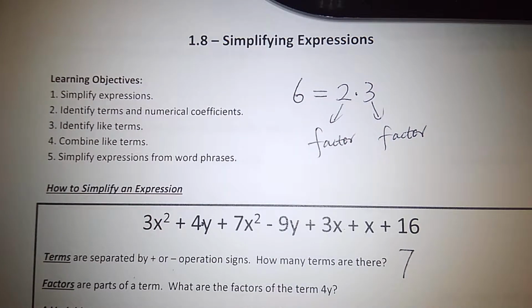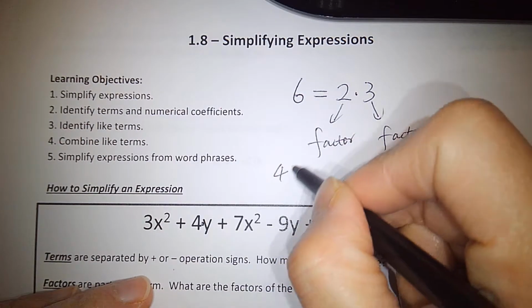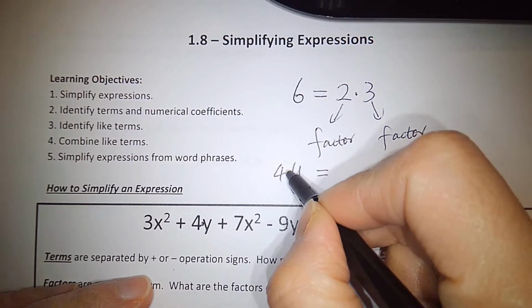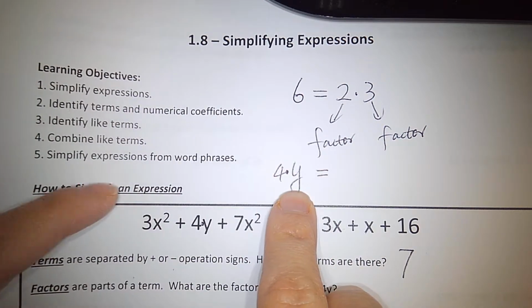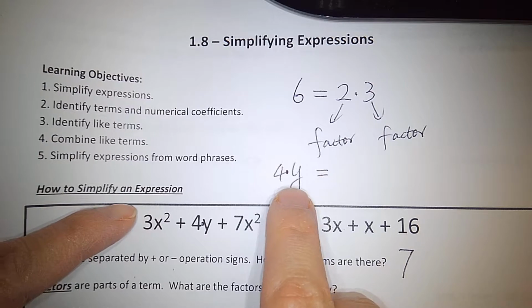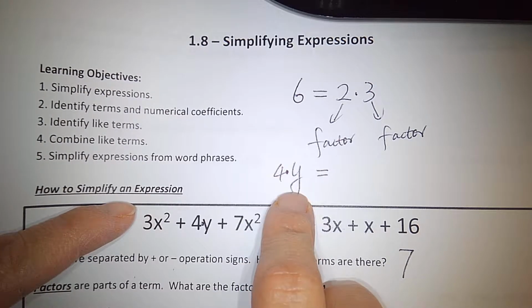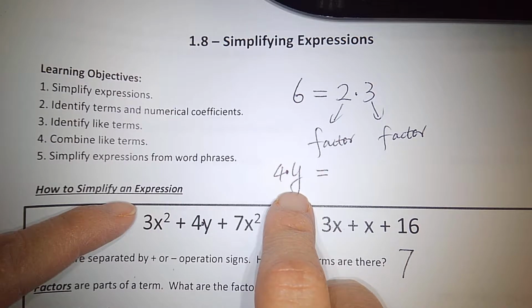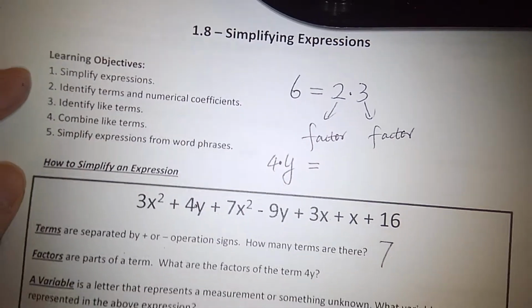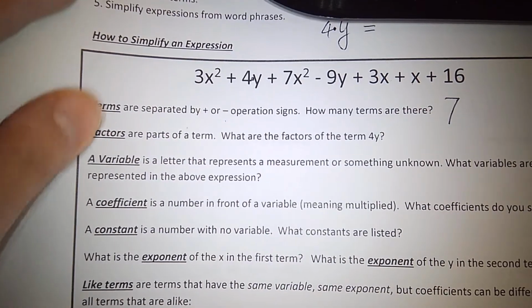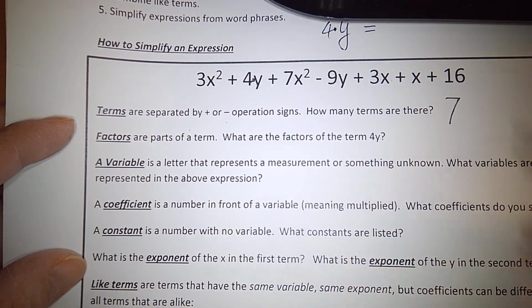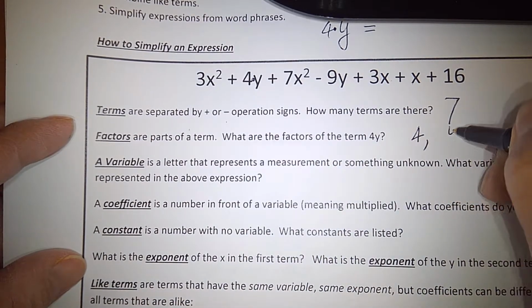Same thing for a term. 4y can be factored as 4 times y, right? So 4 is a factor of 4y, and y is also a factor of 4y, okay? So how to answer this question? What are the factors for the term 4y? 4 and y.